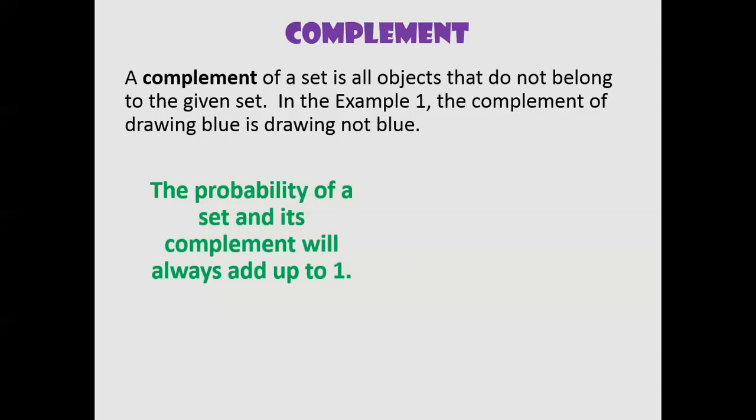The probability of a set and its complement is going to always add up to 1. Let's take our example, blue and not blue. The probability that it was blue was 2 out of 5, and the probability that it was not blue was 3 out of 5. When you add those together we get 5/5, and that's a whole of 1. And that makes a lot of sense because if a set and its complement are the set and all the ones that are not in it, together it would take everything possible.